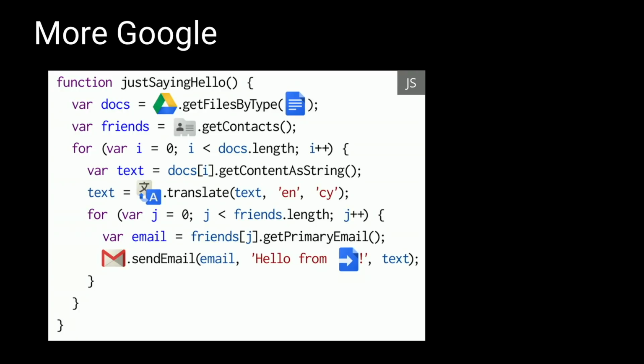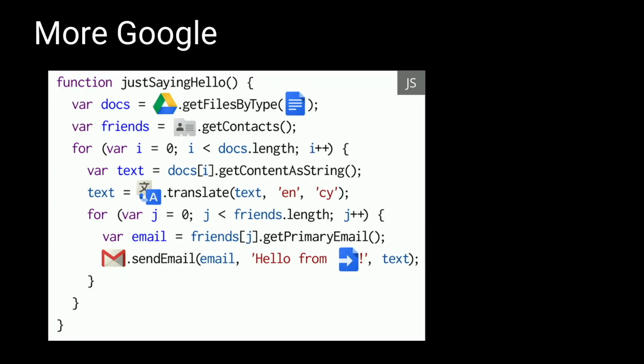All right, now that you have some vague idea of what's going on, I'll parse through it. We start out by getting all the files that are Google Docs from Drive, so that uses both Drive and Docs. Then we go through contacts and find all the people in your address book, with the get contacts call. Then we have this loop in JavaScript, iterating over all the documents you got back. We get the content from the documents as a string and translate it from EN to CY, so from English to Cyrillic. We translate all our documents, and for every document we translate, we iterate over all our friends and send an email with the document to every single one of them.